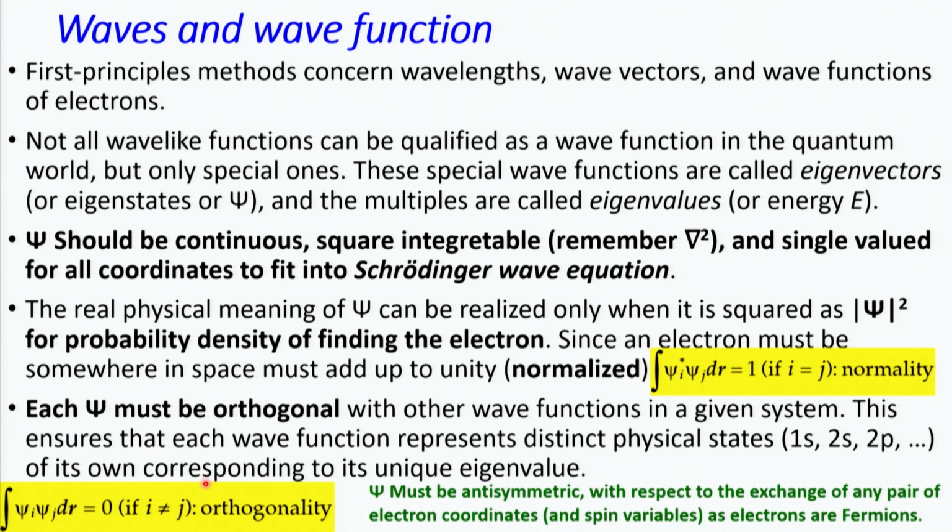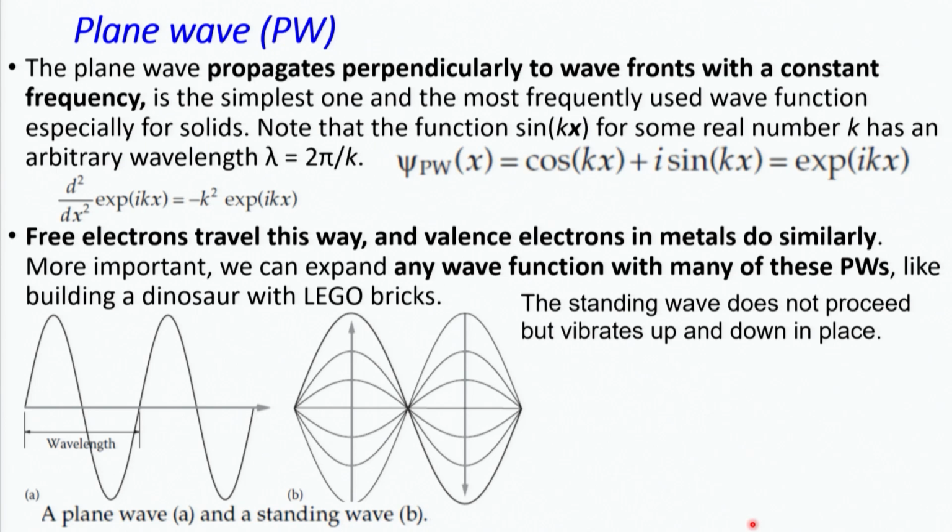Okay. At the same time, electrons are fermion particles, so psi must be antisymmetric also, with respect to the exchange of any pair of electron coordinates and spin variables, as the electrons are fermions. Okay. So this also should correspond to the nature of the wave function. So there are different eigenvectors, and for approximation of the wave function, essentially we use certain combinations of plane waves. Okay.